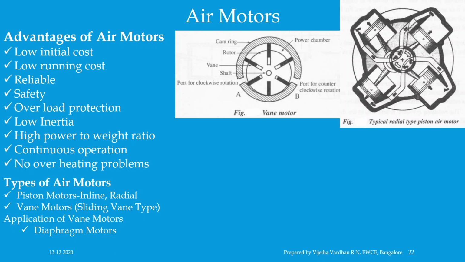A diaphragm motor is basically a reciprocating device with small stroke. The reciprocating motion is converted into rotary motion using a ball and ratchet mechanism. The speed of working is low but the torque produced is very high, suitable for high torque and low speed applications, for example, a valve actuator. Then the other type is called linear motors.